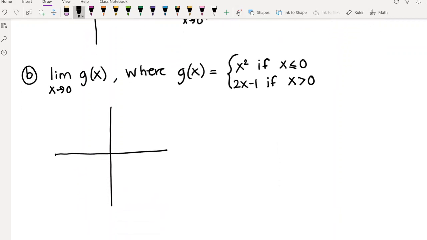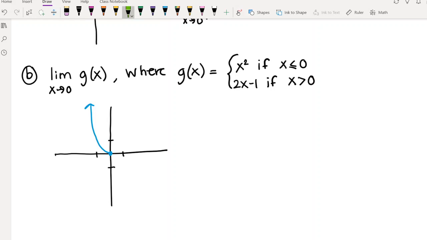So for the first part of the function, we can graph a parabola that has its vertex at 0, 0. And then we only want the negative half, right? Because we're looking at x is less than or equal to 0. We put a closed circle there because you use that equation when x is equal to 0.